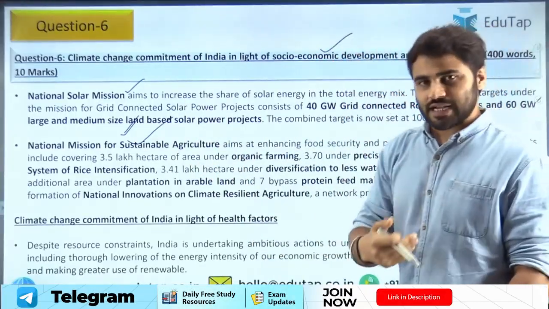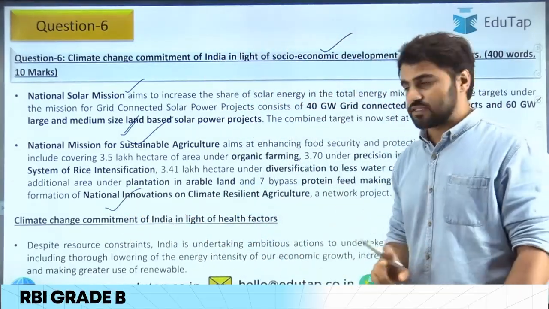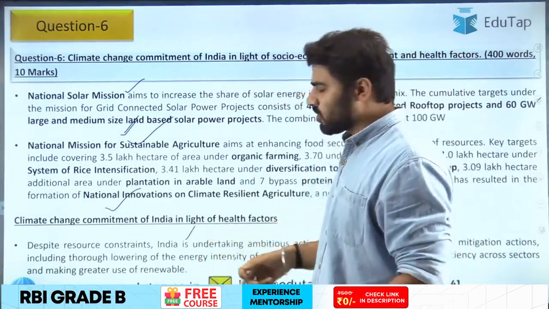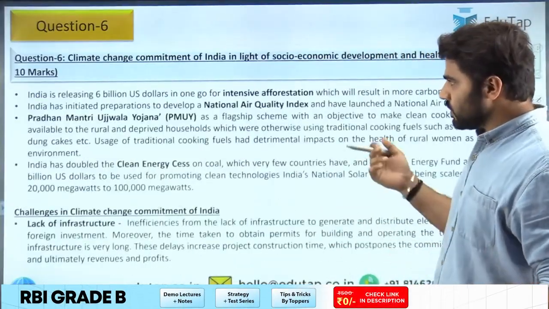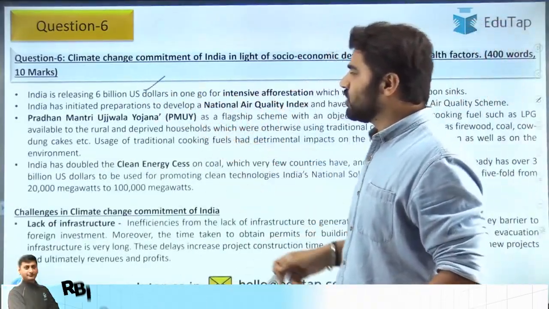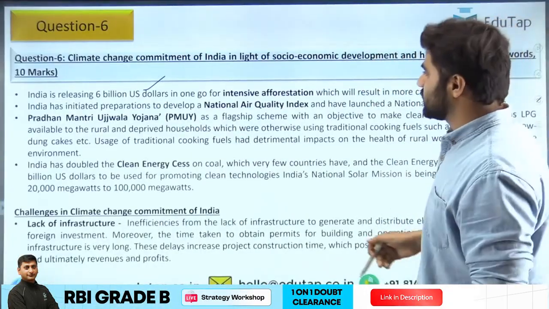And if we talk about the second component, so climate change commitment of India in the light of health factors. Again, here you can mention a lot of initiatives that have been taken by the government of India. So India is releasing $6 billion in one go for intensive afforestation, which will result in more carbon sinks.